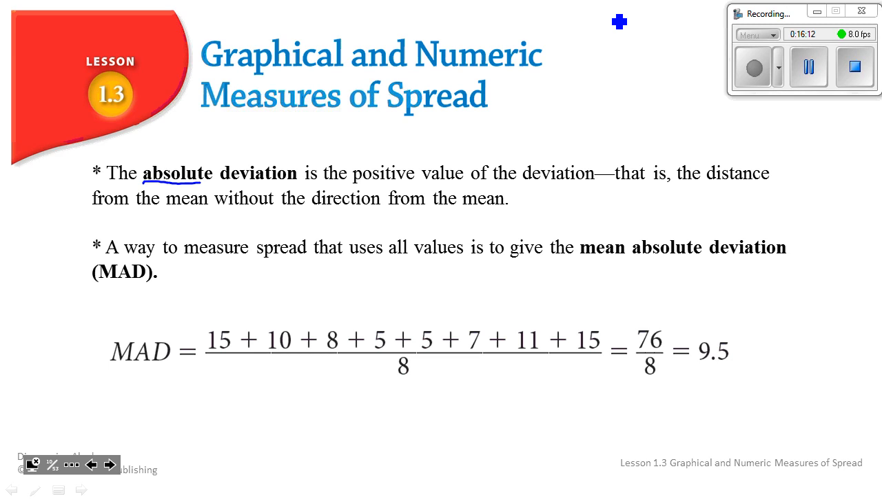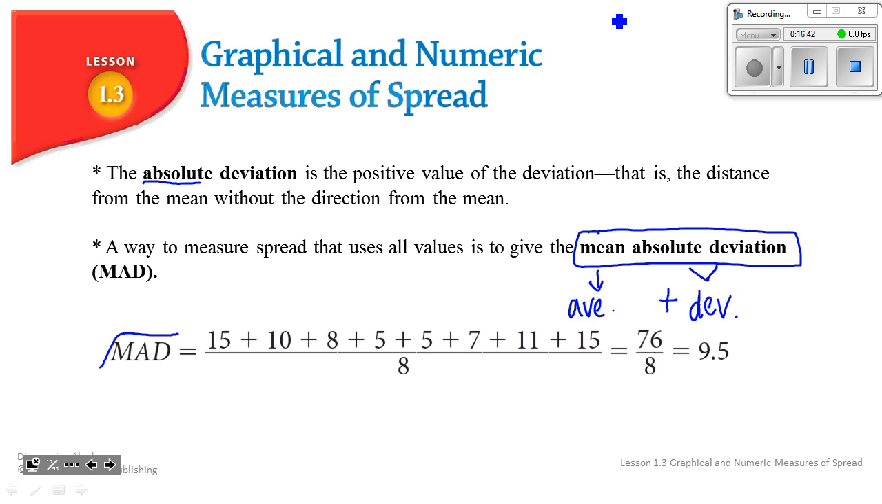One other way to measure spread that uses all of the values is to give the mean absolute deviation. You know all these words already. Remember, mean is like an average, adding together and dividing by how many values you have. And because of what we just said, the absolute deviation is just the positive deviation score.